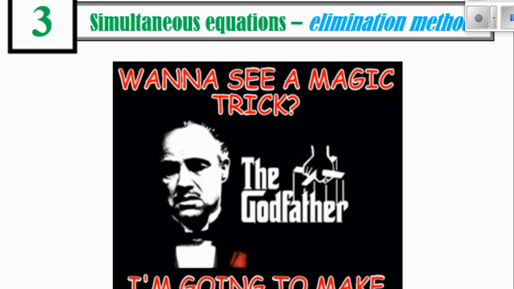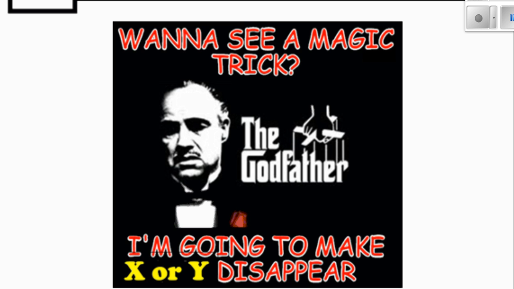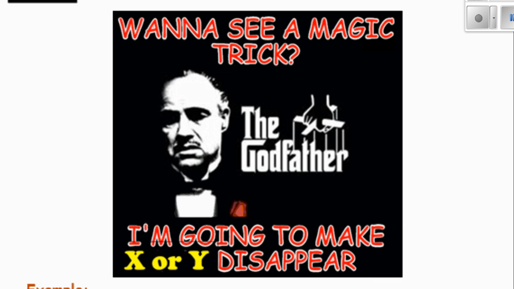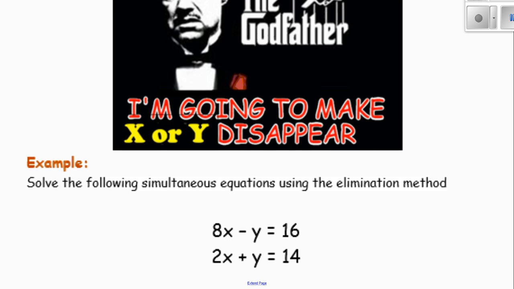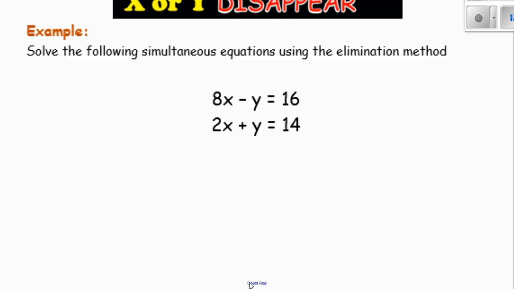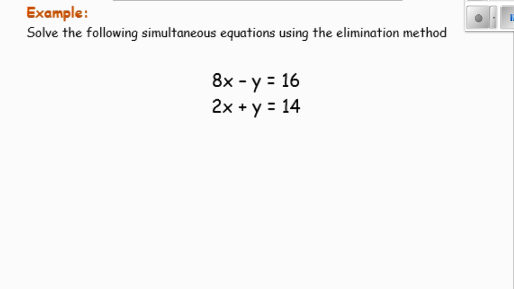Okay, so basically when we're doing the elimination method, it's like what's mentioned in this picture. You're going to make either the x or the y disappear from the set of simultaneous equations. So here's a classic example. You're asked to solve the following simultaneous equations, but specifically using the elimination method. So not the substitution method, but the elimination method.